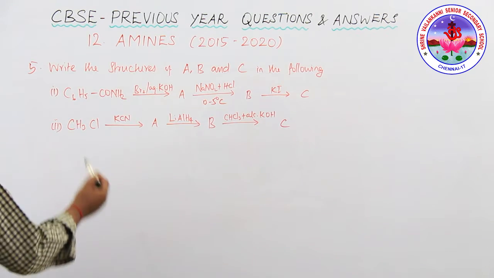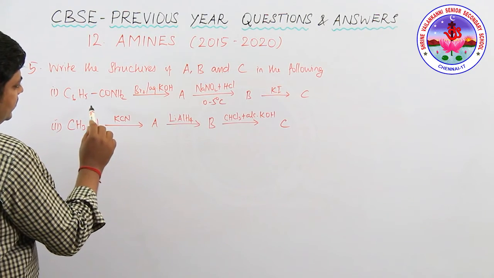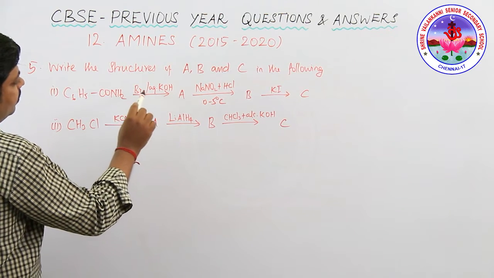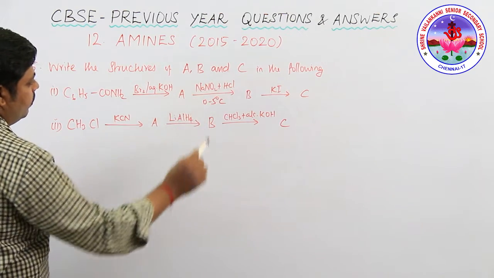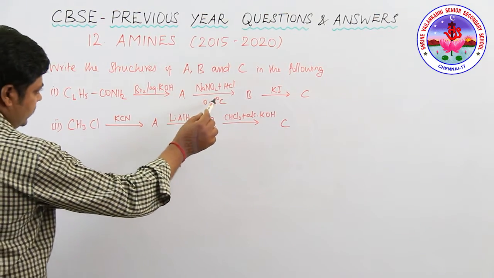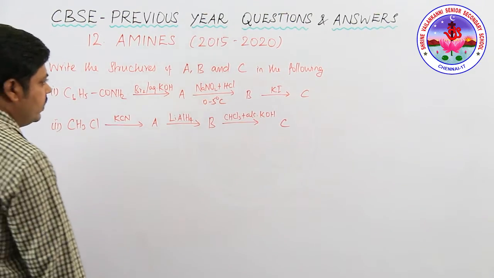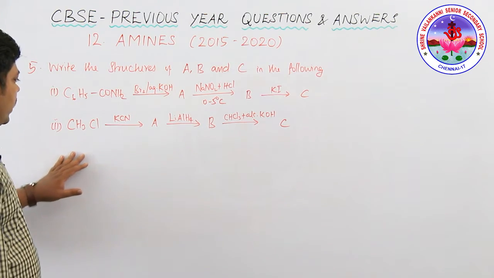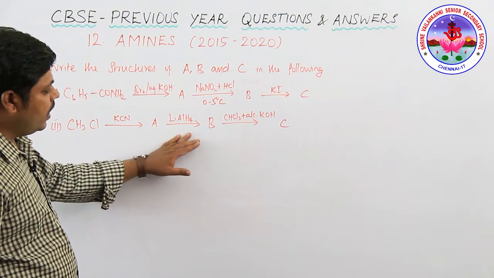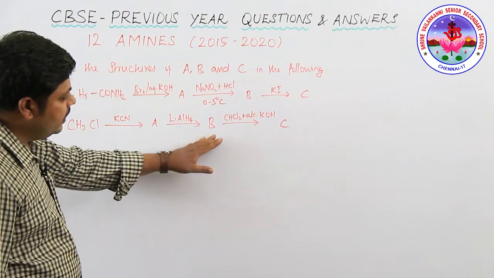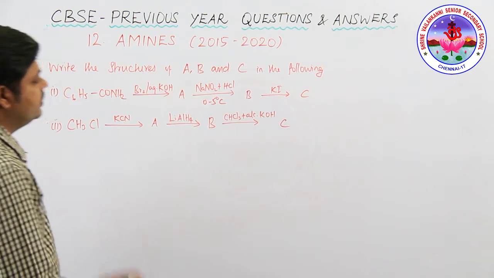Next, write the structures of A, B, C in the following reactions. C6H5CONH2 reacts with bromine water and aqueous potassium hydroxide to give A. Then this A reacts with sodium nitrite and HCl at a temperature of 0 to 5 degrees Celsius to give B. This B reacts with potassium iodide to give C. Then similarly, methyl chloride reacts with potassium cyanide to give A, and A reacts with lithium aluminum hydride to give B. The B reacts with chloroform and alcoholic potassium hydroxide to give C.